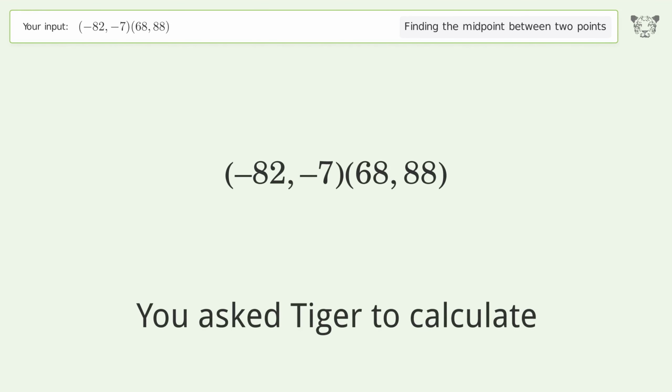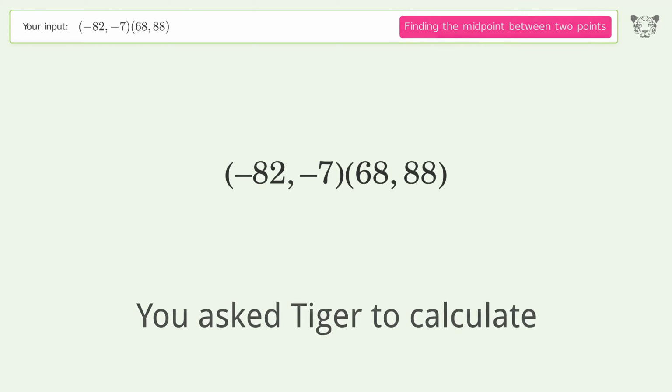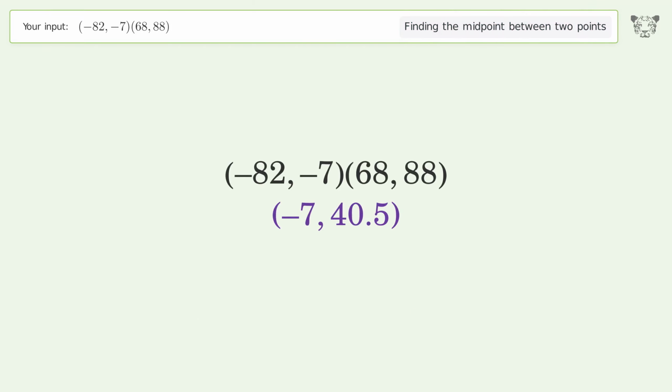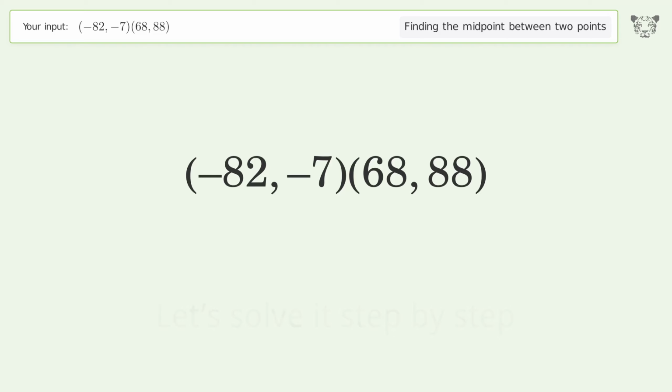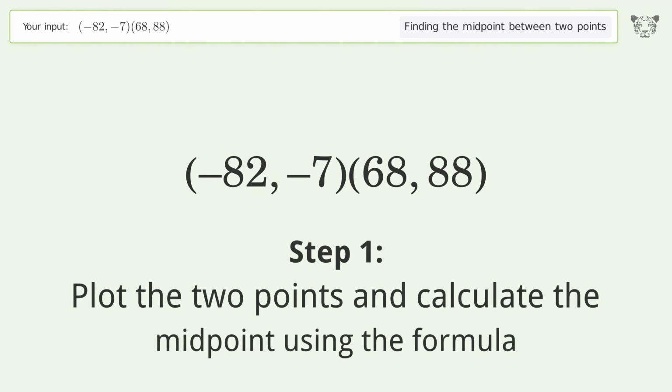You ask Tiger to calculate. This deals with finding the midpoint between 2 points. The midpoint between the 2 points is -7, 40.5. Let's solve it step by step. Plot the 2 points and calculate the midpoint using the formula.